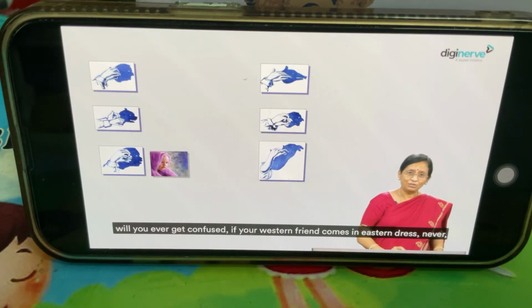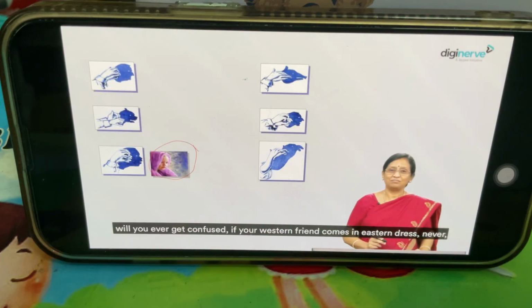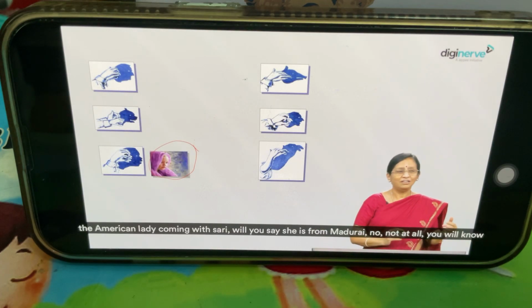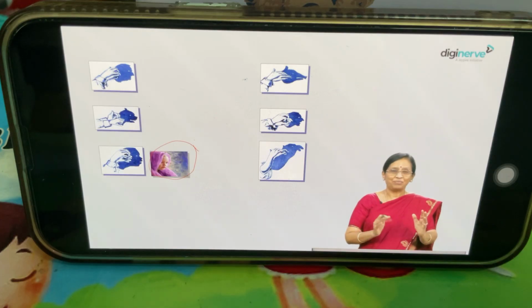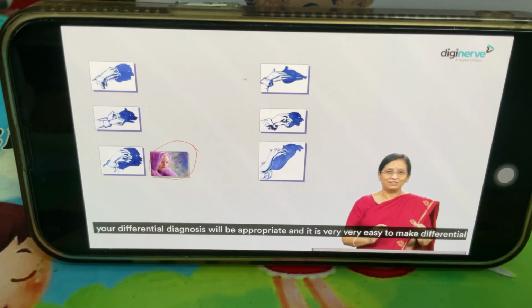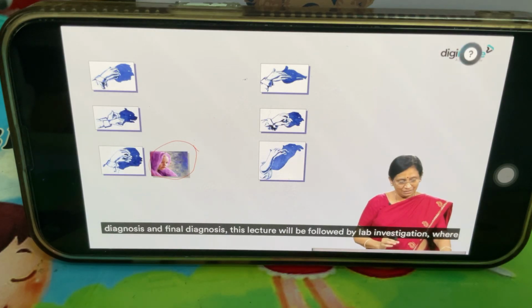I will give you another example here. Will you ever get confused if your Western friend comes in Eastern dress? Never. The American lady coming in a saree, will you say she's from Madurai? No, not at all. You will know that she's a Westerner. Like that, if you are very, very clear in your understanding of uveitis, your differential diagnosis will be appropriate, and it is very, very easy to make a differential diagnosis and final diagnosis.